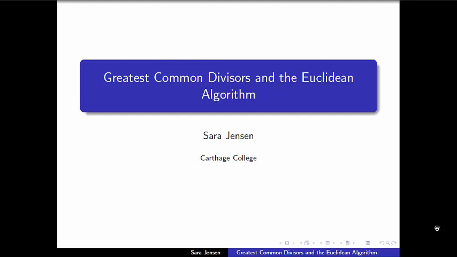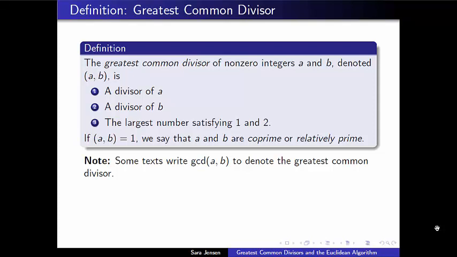As we continue to review concepts from number theory, what we'll be discussing in this collection of videos is the greatest common divisor of two integers and the Euclidean algorithm, which is a process by which we can find the greatest common divisor of two integers. So right here, I'd like to provide the formal definition of the greatest common divisor of two integers.